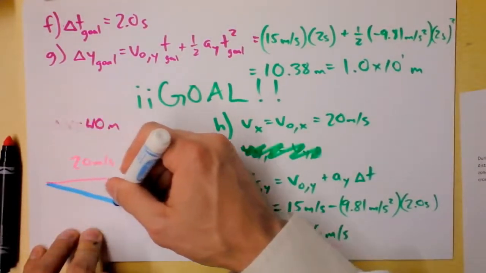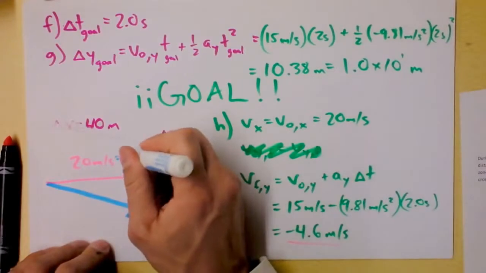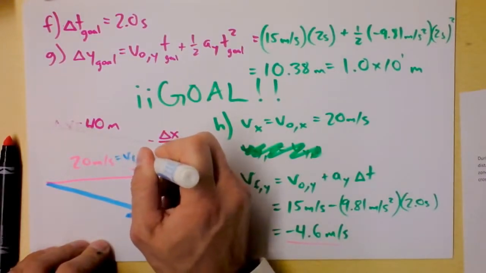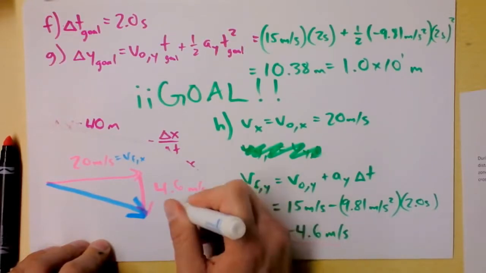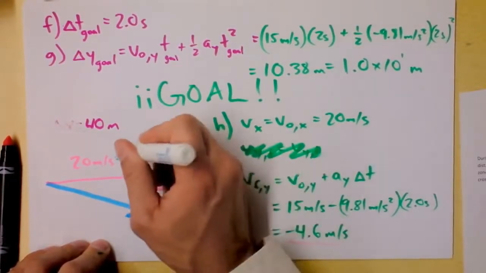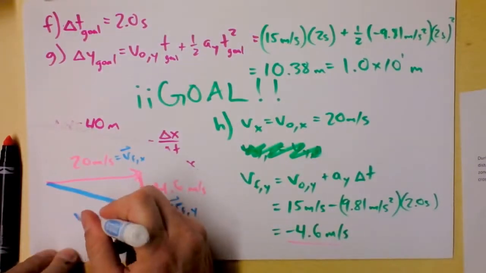Now I draw the resulting velocity, so the ball is going like that, because I know that the velocity final in the x direction plus the velocity final in the y direction must be these two vectors, right? If I add these two as vectors, then I'm going to get the final velocity vector.